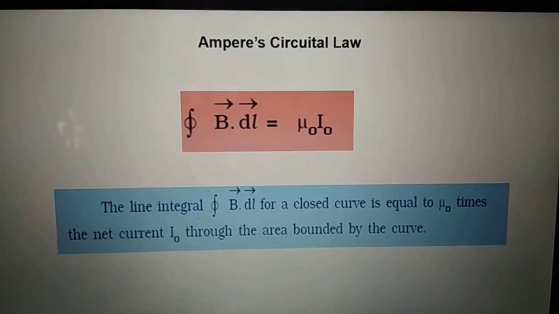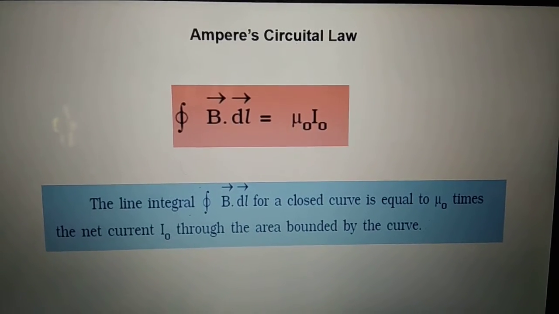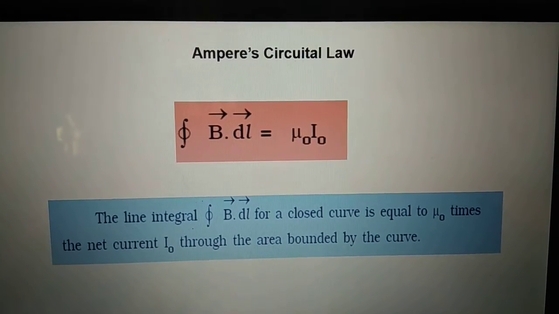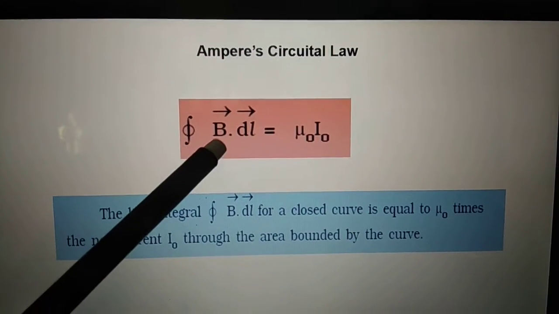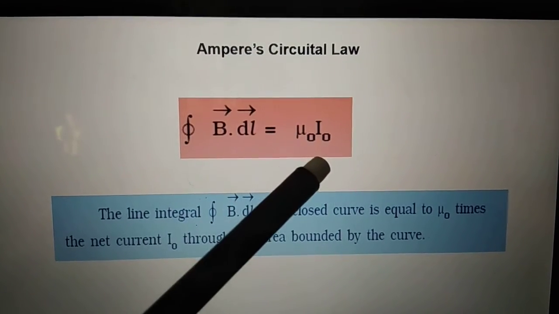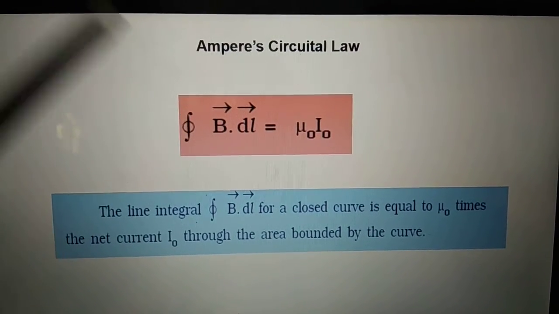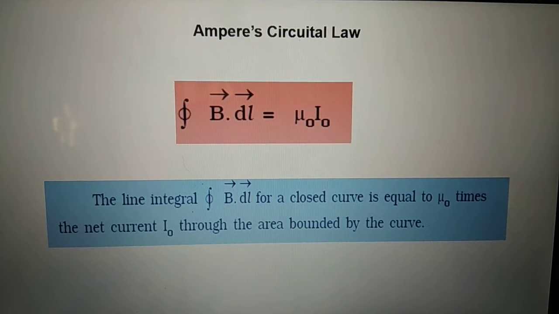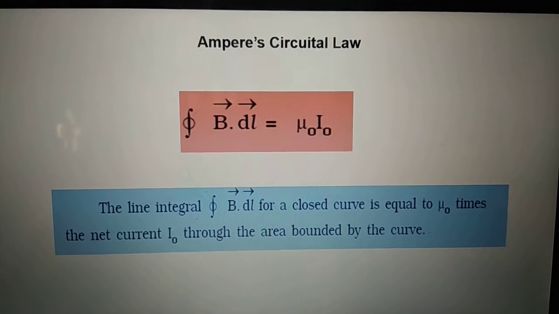Ampere's circuital law is very simple. It is almost similar to Gauss law. Gauss law was the integral of E dot dS is equal to Q divided by epsilon naught. Here we are writing the integral of B dot dl equal to mu naught into I. And this integration sign shows that we have to calculate the magnetic field over a closed curve.